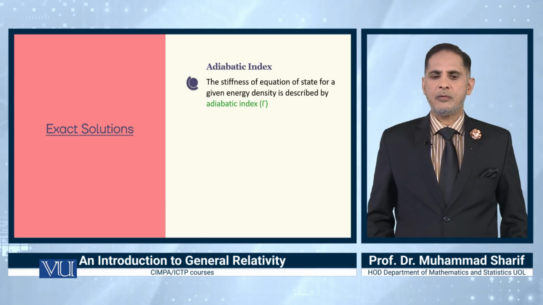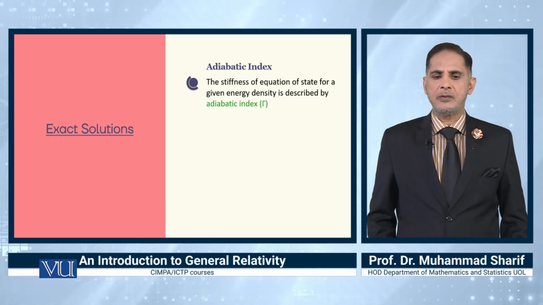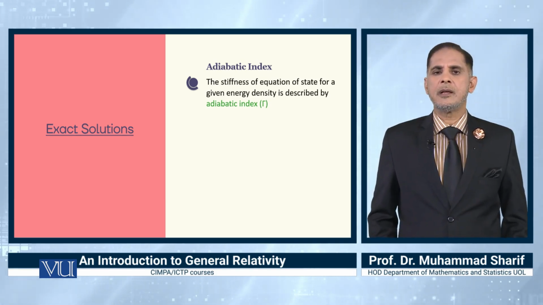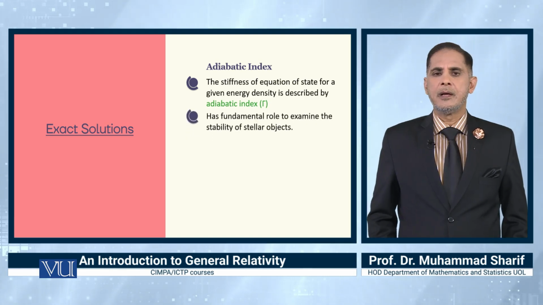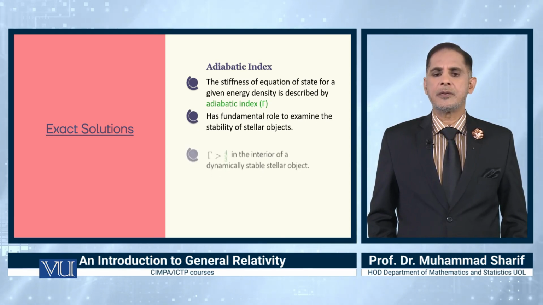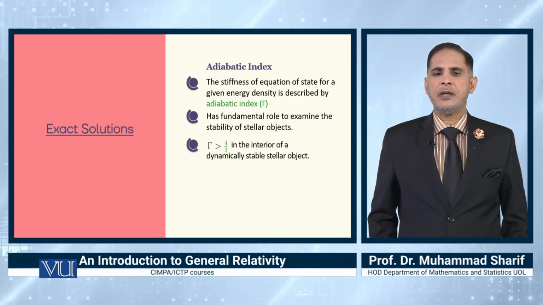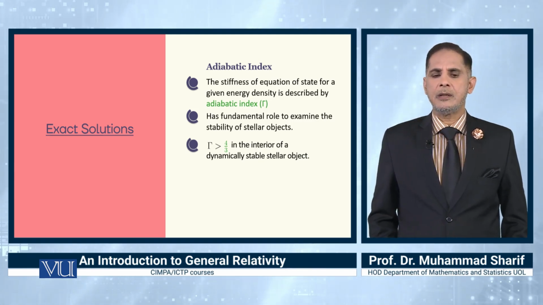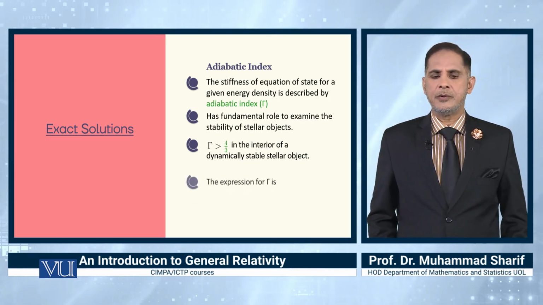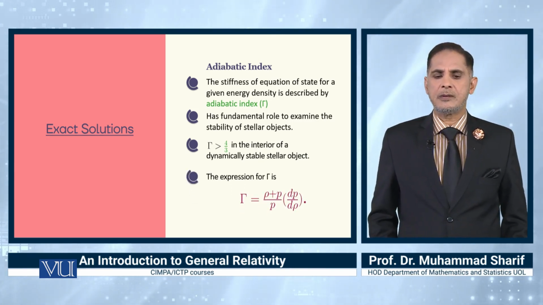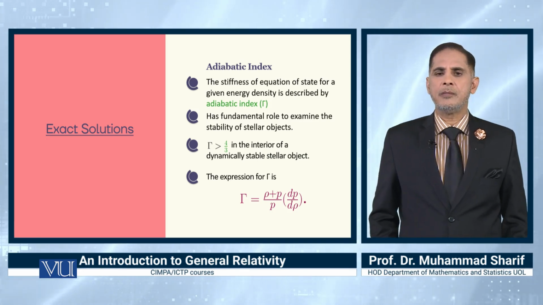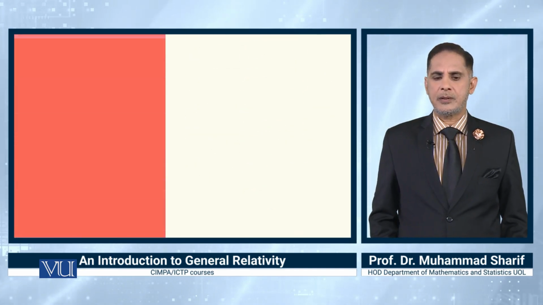Next is the adiabatic index. The stiffness of the equation of state for a given energy density is described by the adiabatic index, and this is denoted by this symbol. This has a fundamental role in examining the stability of stellar structure. For the sake of a stable structure, it must be greater than 4/3 in the interior of the stellar object. Its expression is given as follows. Here obviously rho and P are the energy density and pressure.